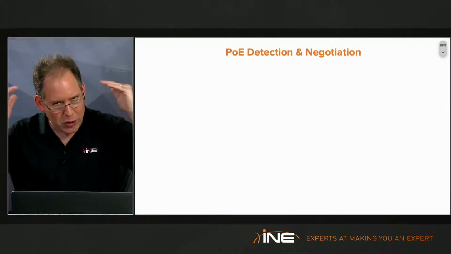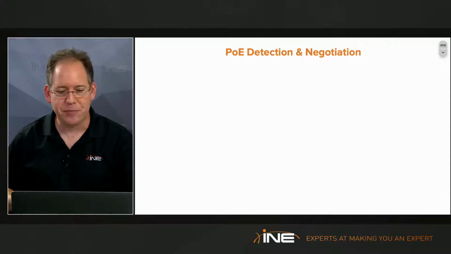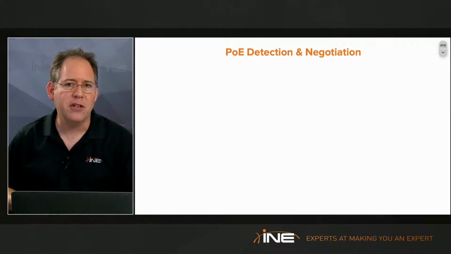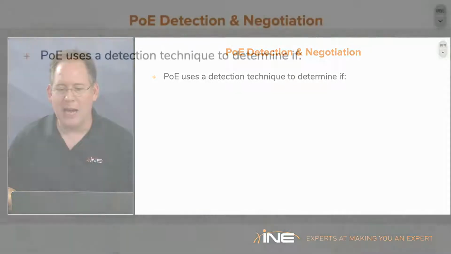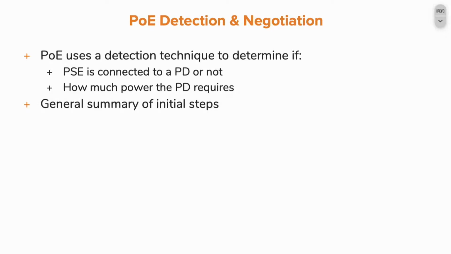We're going to talk at a real high level here just for a minute on how that detection process takes place. So when power over Ethernet is enabled on a port, here's what happens. First of all, we need to know, are we connected to a powered device or not? And if so, how much power does it need? Because remember, we can go from 15.4 watts all the way up to like 90 watts, depending on which standard we're dealing with. So here's a summary of the initial steps we're going to go through.